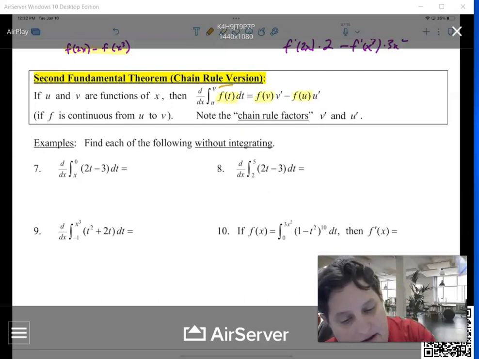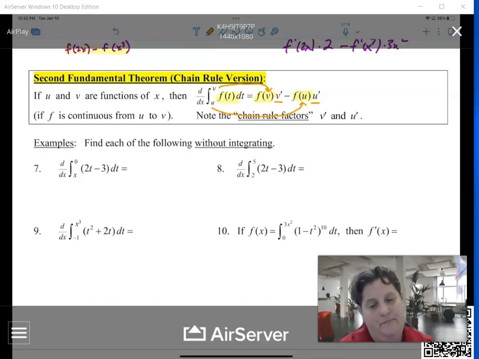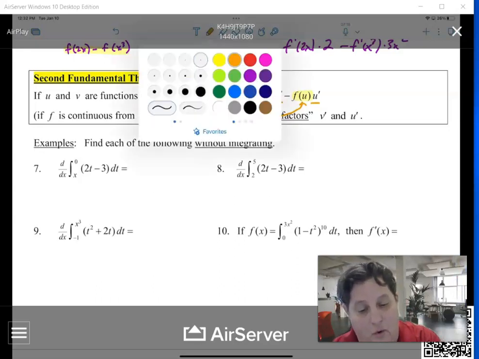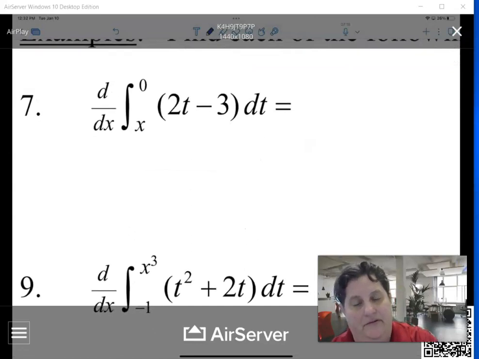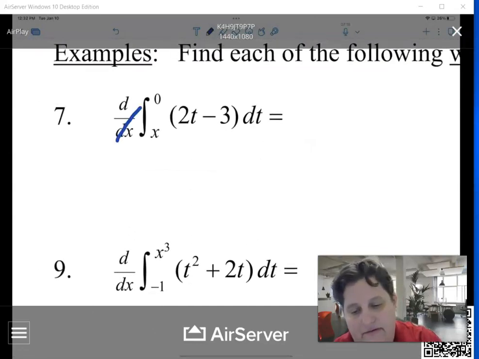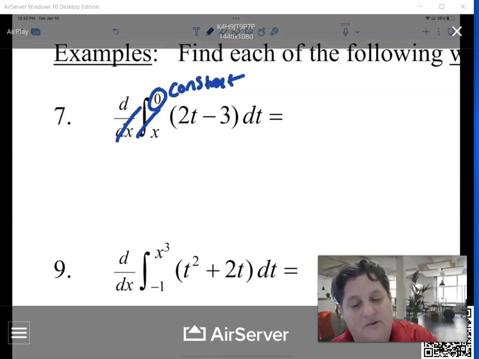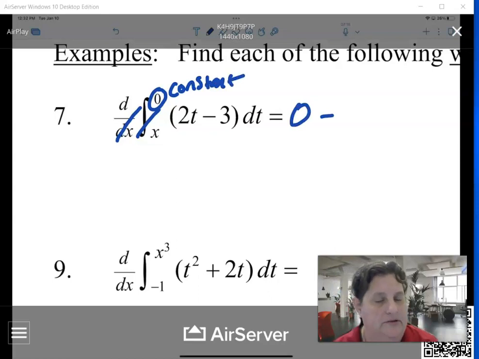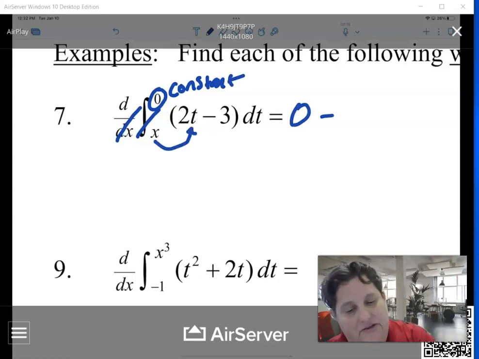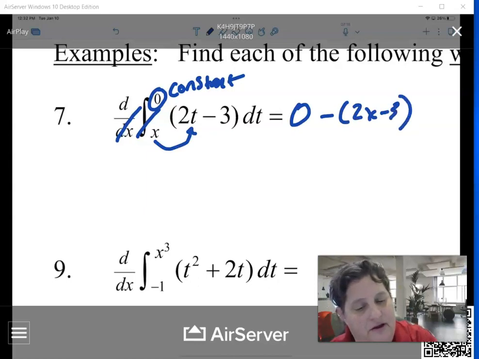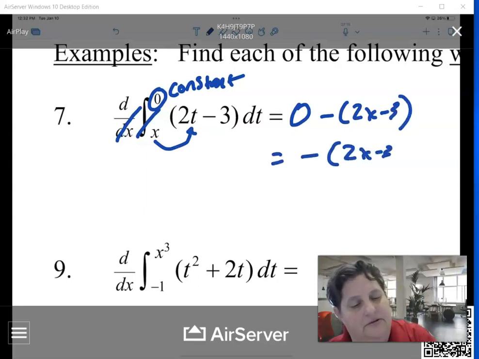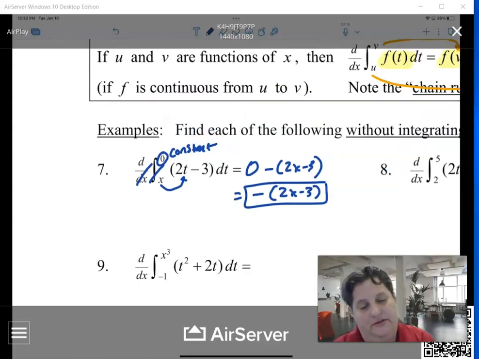We just plug in v, and then we do v prime, and we plug in u, and then we put u prime. And those are the chain rule parts. Okay? So, again, you're only going to use this when you see derivative integral. So when I see that, I'm going to be like, okay, derivative integral. Now, 0 is going to be a constant. So that's going to go away or go to 0. You could put a 0 there if you want. Minus, and then x will just plug in, 2x minus 3. So this is just negative 2x minus 3. The reason that it's negative is because that's on the bottom and the constant was on the top.